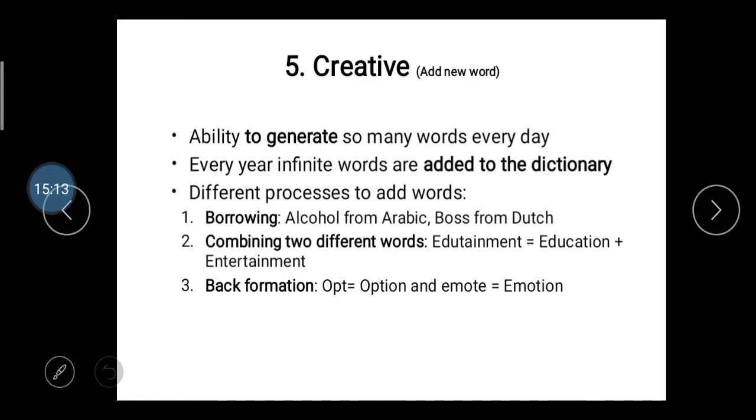Then second is combining two different words, like edutainment: education plus entertainment is called edutainment. Then back formation, like opt from option, or emote from emotion. Sometimes they take the words option and emotion and shorten them to form opt and emote.